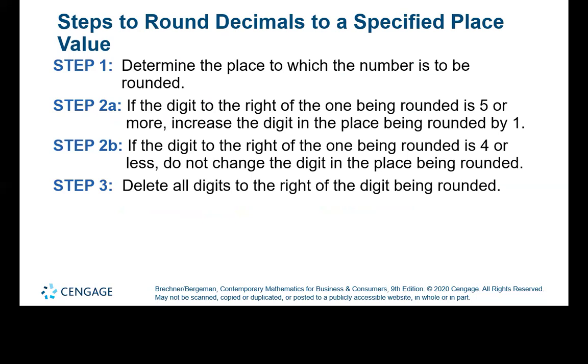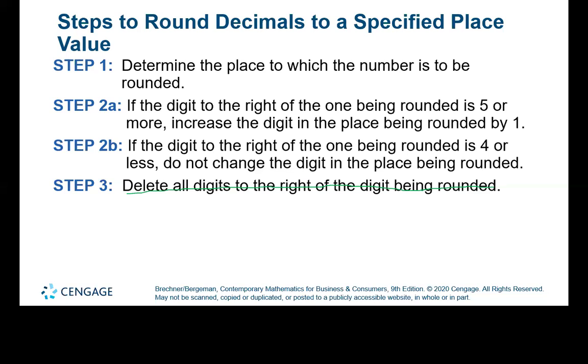Now, if the digit to the right of the one being rounded is 5 or more, you're going to round that number up by 1. If the digit to the right is 4 or less, you're going to keep that digit the same. And all digits to the right of the digit being rounded for a decimal can be deleted. Remember, with whole numbers, everything behind it became a 0.